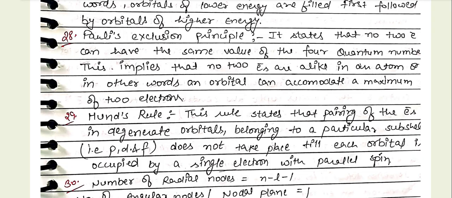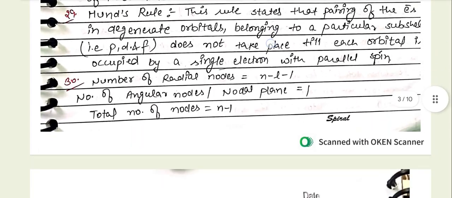Hund's rule. This rule states that the pairing of electrons in degenerate orbitals belonging to a particular subshell, that is p, d, or f, does not take place till each orbital is occupied by a single electron with parallel spin.